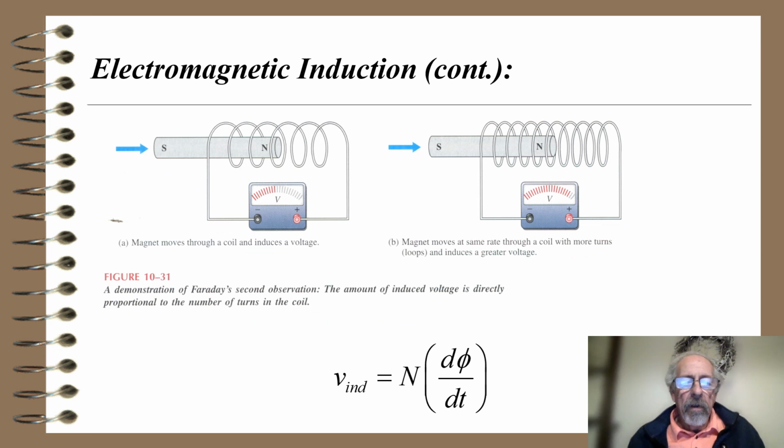Here, we have a demonstration of Faraday's second observation. A magnet in A moves through a coil and induces a voltage. On B, a magnet moves at the same rate through a coil with more turns and induces a greater voltage. So that can be indicated by that equation there, that the induced voltage V is equal to the number of turns N times dφ/dt, the rate of change of magnetic flux.